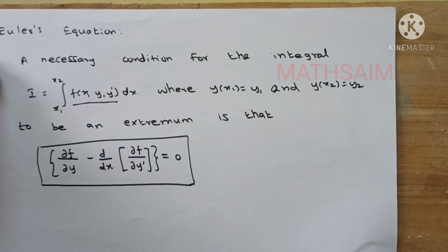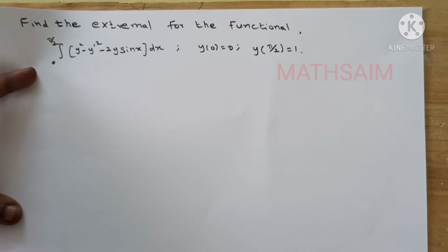So now we'll see the problem. Now we are going to solve this problem. Find the extremal for the functional, integral 0 to pi by 2 of y square minus y dash square minus 2y sin x into dx. The boundary conditions are also given. These two things we are going to use to find the unknowns in the equation.